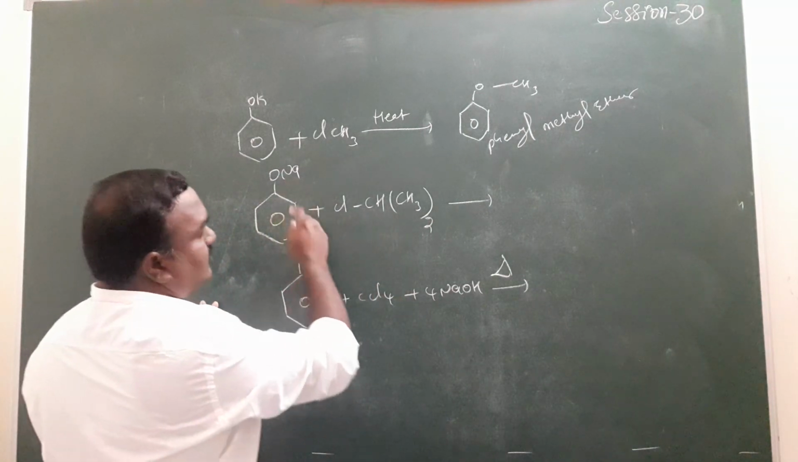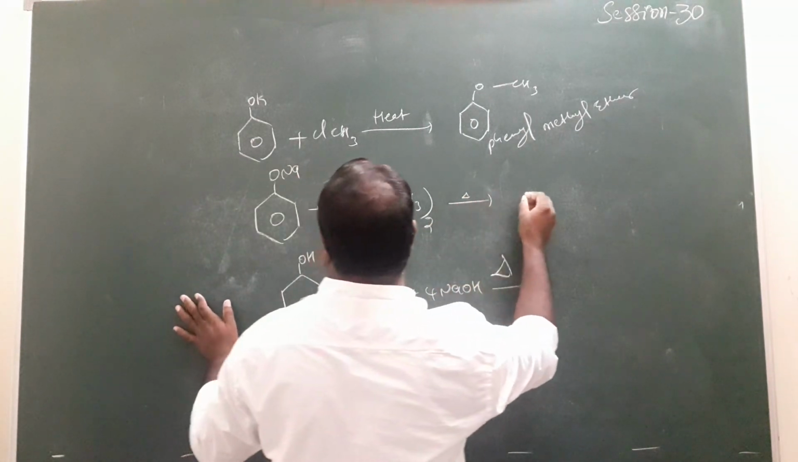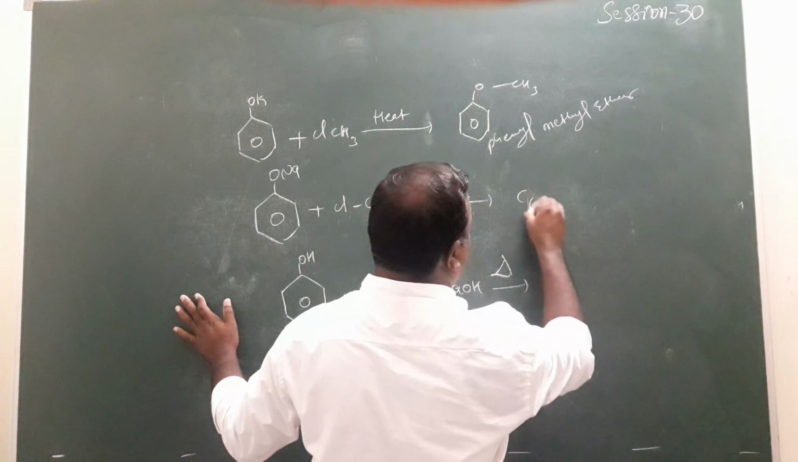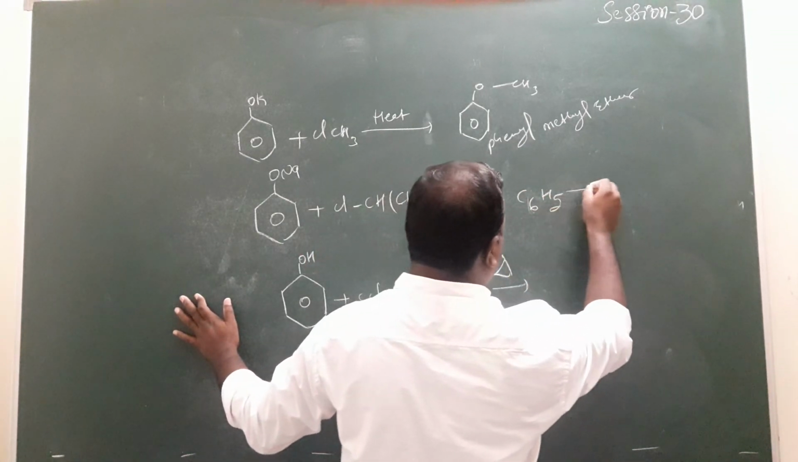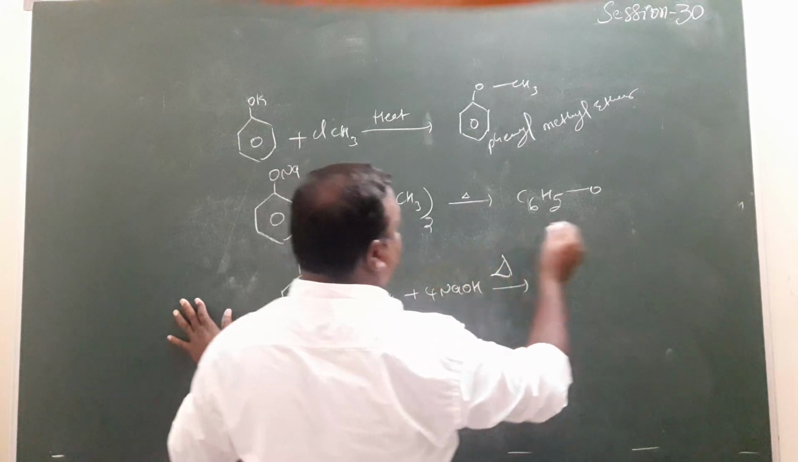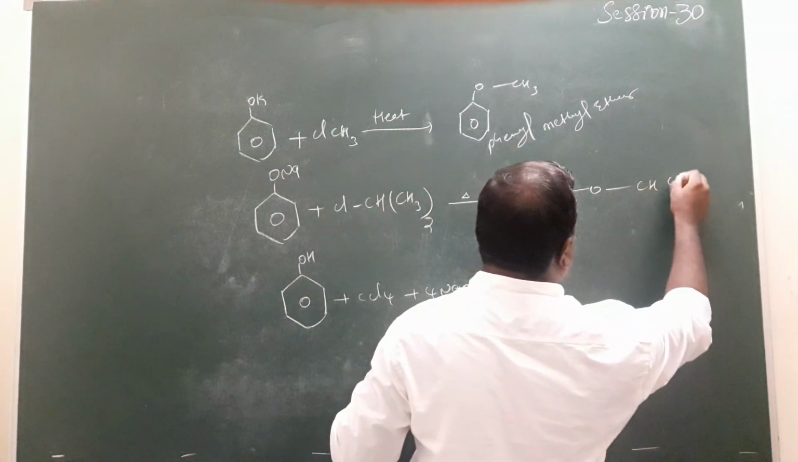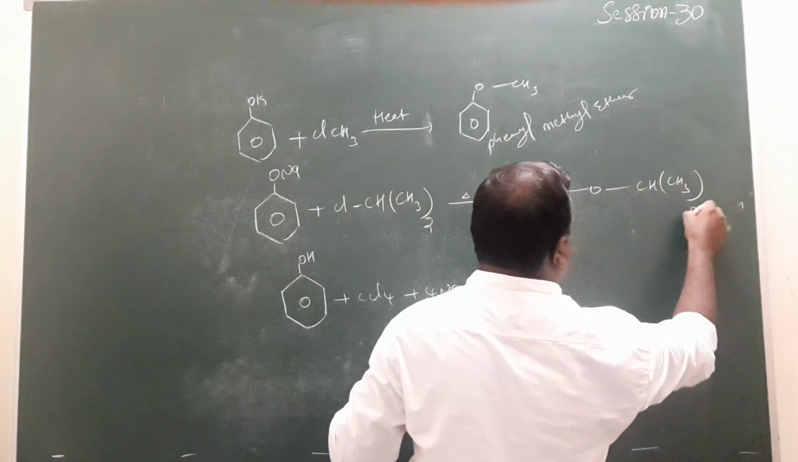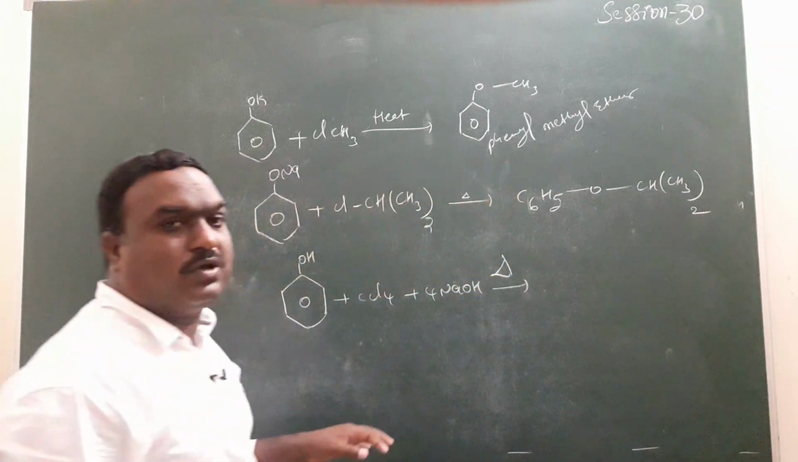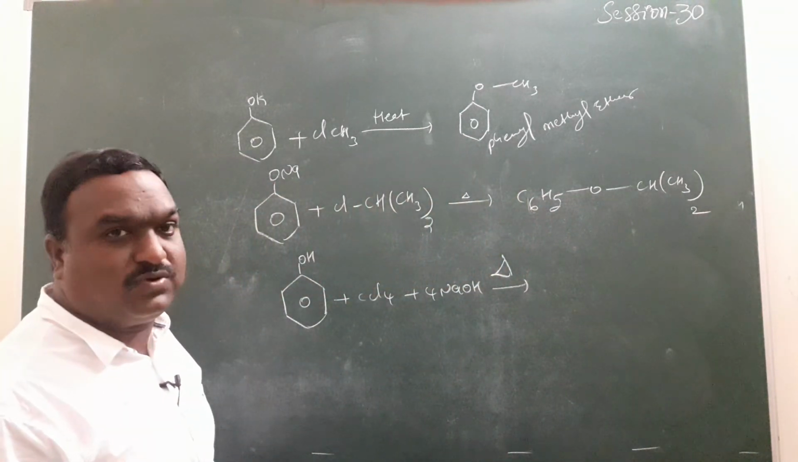Isopropyl chloride is given. Isopropyl chloride, C6H5O, the Na is replaced by the group, CH(CH3)2. Isopropyl phenyl ether is formed.